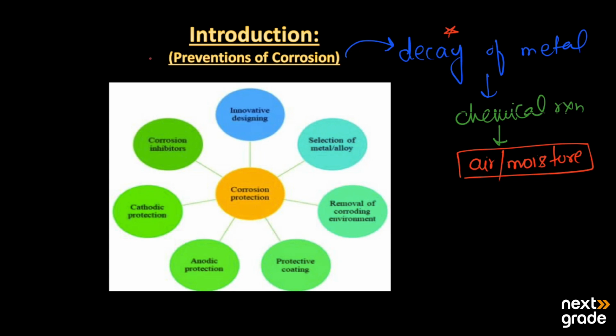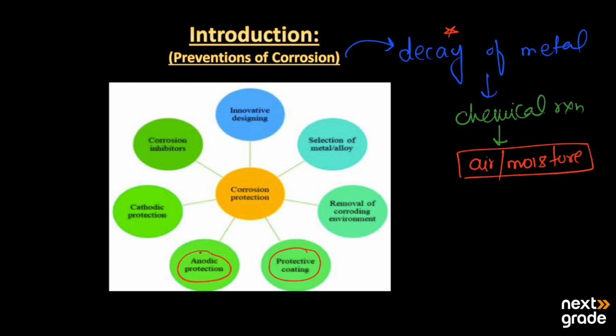Now, how do we prevent that corrosion? How may we protect the metal from the surroundings, air and moisture, so that they do not react with the metal and it does not get corroded? We have a lot of methods for this. First, we can cover the metal with a protective covering, with the help of any material that prevents their contact with the metal.